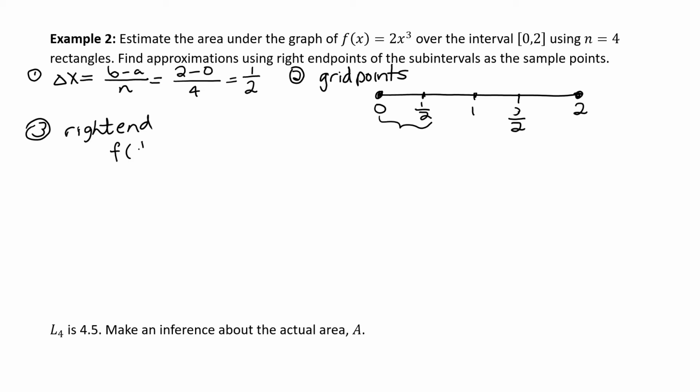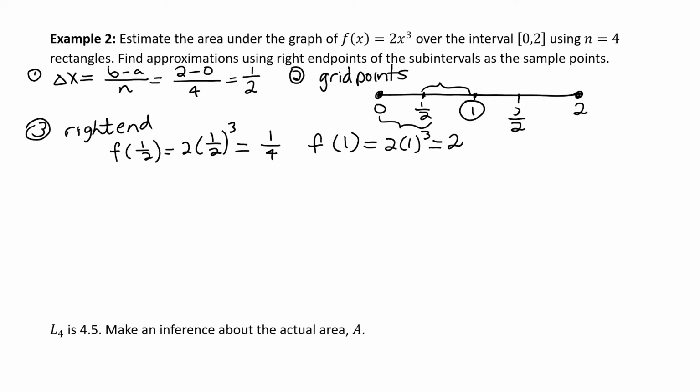So f of 1/2, computing that, is 2 times 1/2 cubed, and that is 1/4. Let's find the height for the next one. Second rectangle, right end point would be at 1. F of 1 would be 2 times 1 cubed. Oh, that's nice. That's 2.